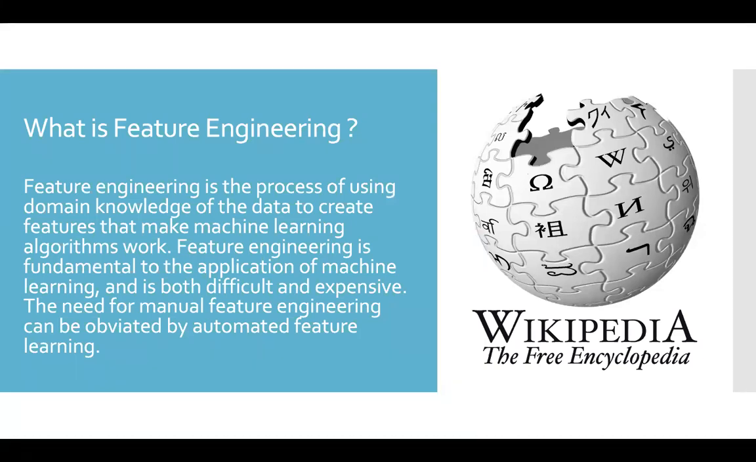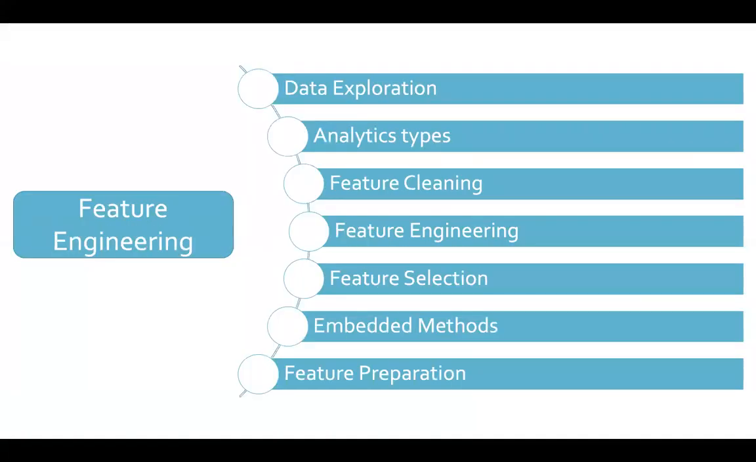Now, expensive in terms of man hours, expensive in terms of how you want to play with it, expensive in terms of how you want to tackle those feature engineering. That's why it is expensive, because it takes a lot of time and effort to make sure that it is correct. Now, there is always a need for manual feature engineering, which can be obviated by automated feature engineering. But in data science, we always look for the manual feature engineering process.